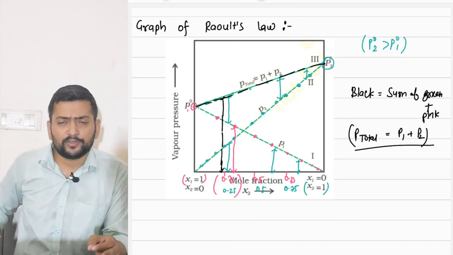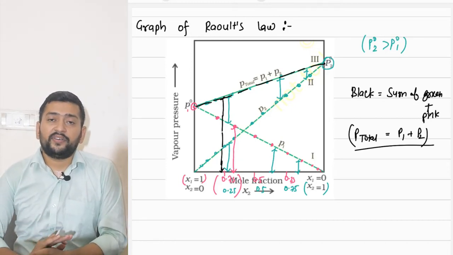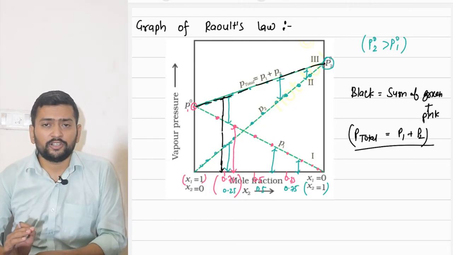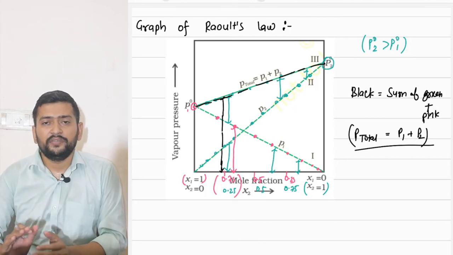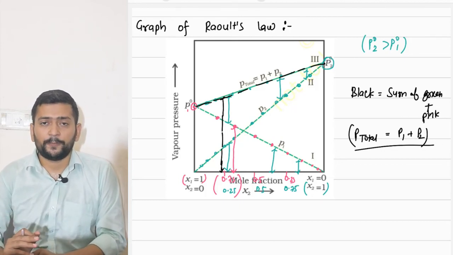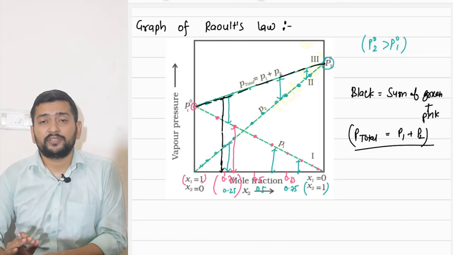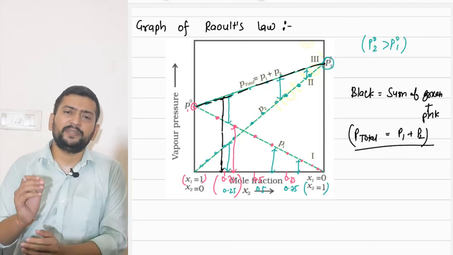I hope this helps you, but because this law is valid for the ideal solution and we don't have many ideal solution combinations, there is a lot of deviation observed in solutions when we try to understand Raoult's law. Those are positive and negative deviations, and definitely we will discuss those things in the next video. For this video we are going to discuss up to this point only.